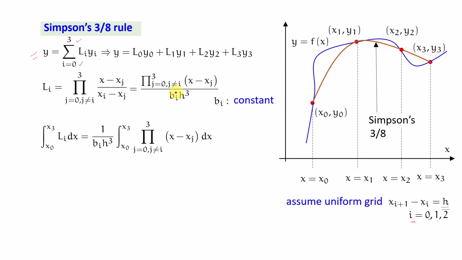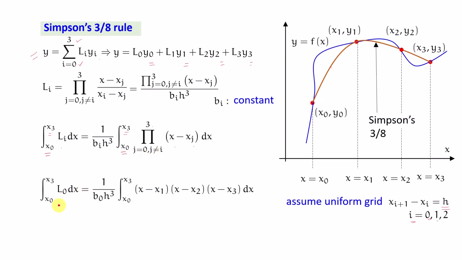And then once I have these Li's, all I have to do is take this y and integrate this y0, y1, y2, y3. These are constants. So integration of this y basically means integration of this Lagrange polynomial. And we will see how we can do that. So in case of Li, if I integrate over x0 to x3 for this Li, this bi is a constant, h cube will come out, and we have to do an integration from x0 to x3 of the product over j equals 0 to 3 of x minus xj dx.